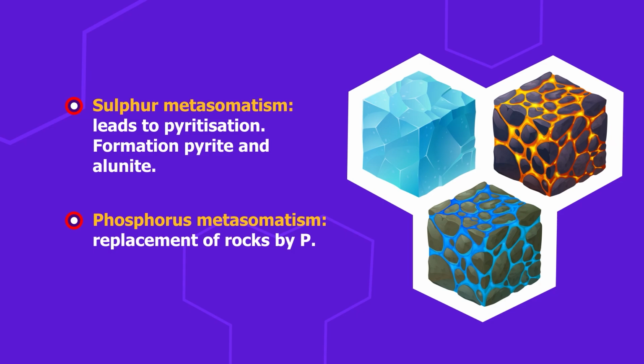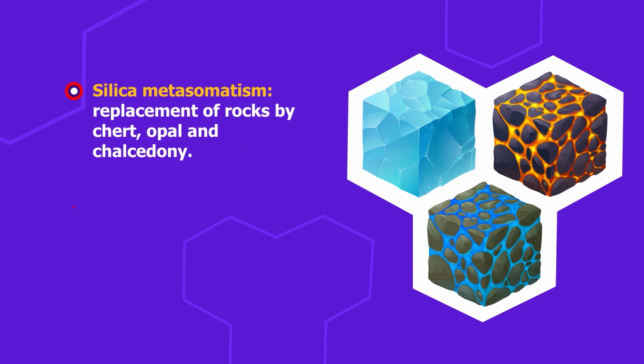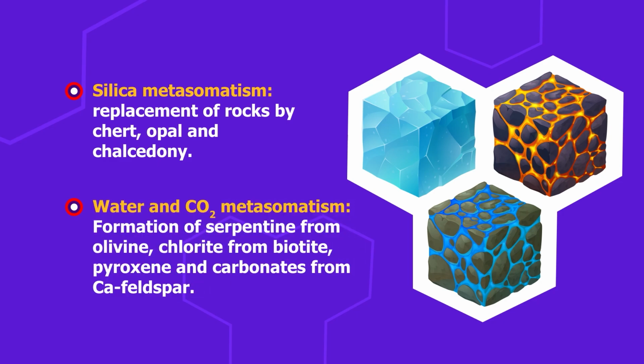Phosphorus metasomatism, that takes place causing replacement of rocks by phosphorus, and mostly apatite is formed in this case. Silica metasomatism, replacement of rocks by chert, opal and chalcedony. Water and CO2 metasomatism, formation of serpentine from olivine, chlorite and biotite, pyroxene and carbonates from calcic plagioclase or calcic feldspar.